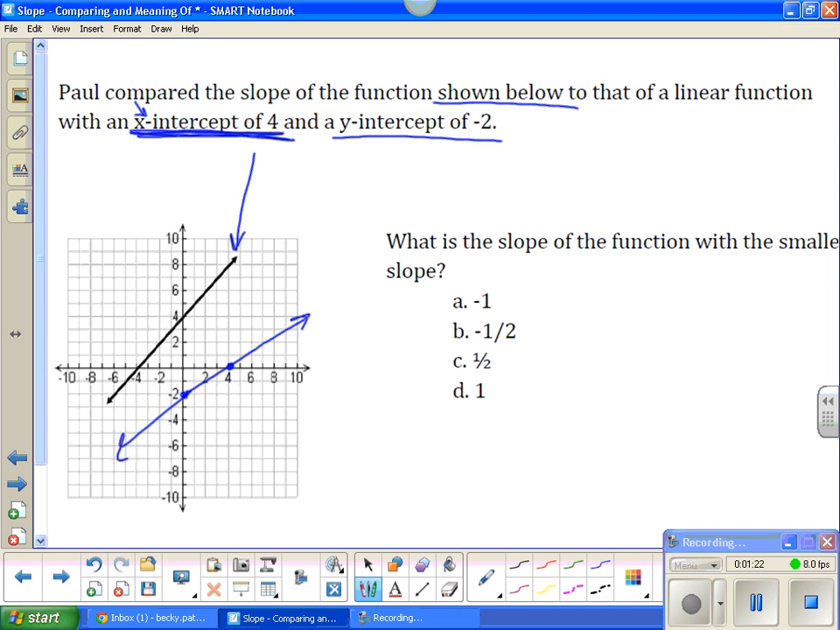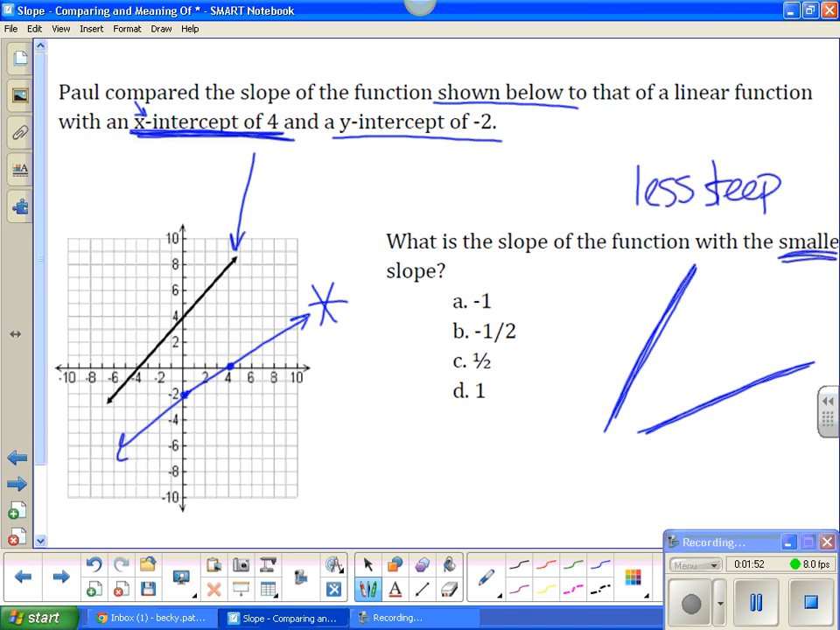Well, when we talked about slope, we talked about steepness. If you have a line that's really steep, it has a bigger slope than if something is less steep. So if I want the smaller slope, I want less steep. So which of these two lines has a smaller slope? Which one is less steep, the black line or the blue line? And the answer is the blue line. If you were hiking this, the blue line would be less steep. So the blue line is the winner.